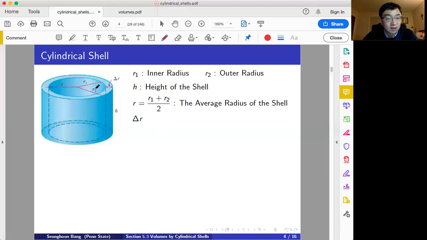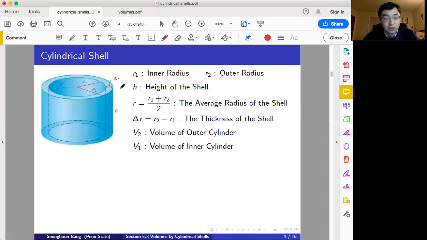What's delta R? Thickness here, is right? The thickness delta R is R2 minus R1. Outer radius minus inner radius is delta R. So we call it the thickness of the shell. V2 is the volume of outer cylinder. V1 is volume of inner cylinder. So what's the volume of a cylindrical shell? We can use outer cylinder minus inner cylinder.